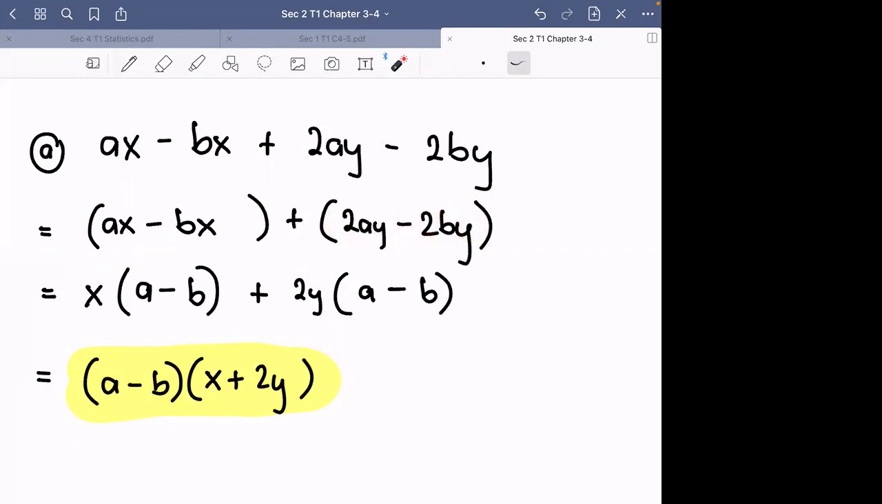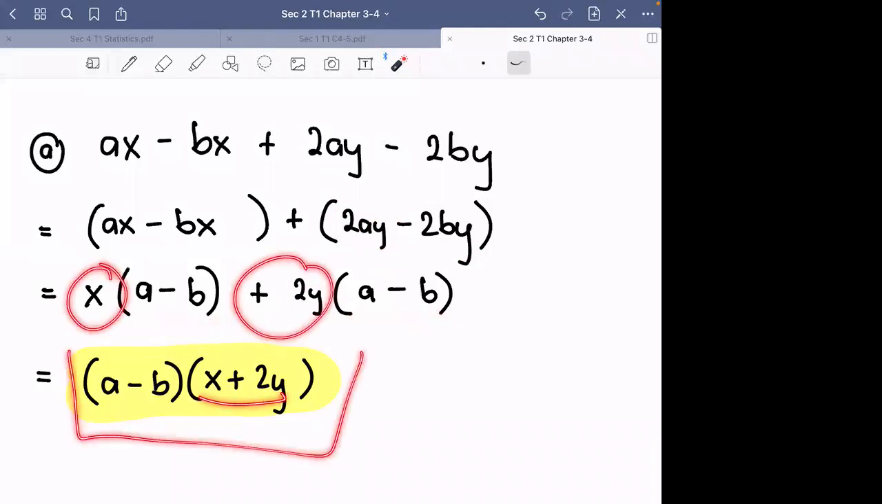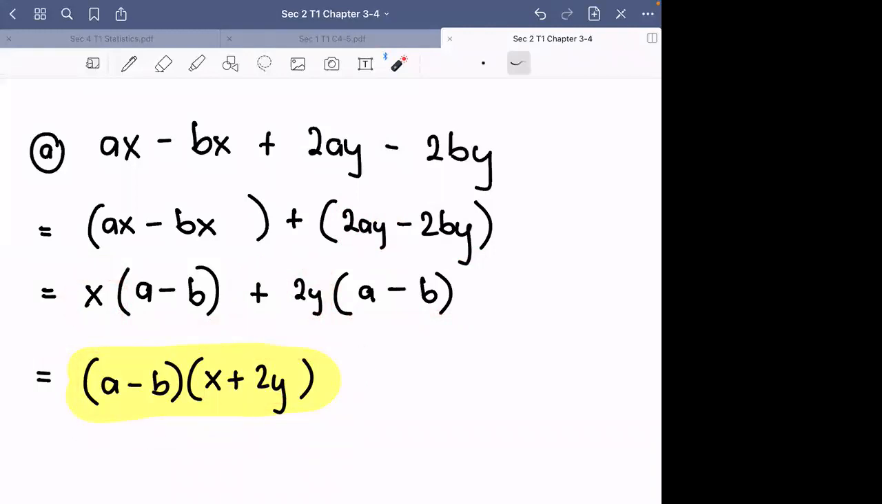For the next step, we look for the common factor, which is x, and then divide each term by x. That's how I got a minus b. And then same with the second group. The common factor is 2y, and then you divide them, you get a minus b. And then the last step is to just write the common factor, which is a minus b, and what's left? x plus 2y in another bracket. So this is your answer. This is factorization by grouping.